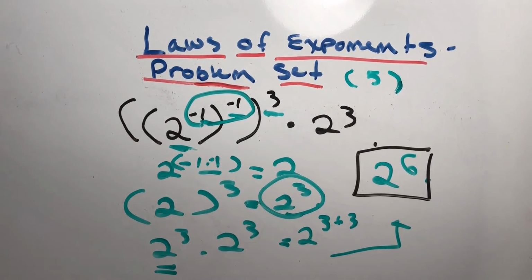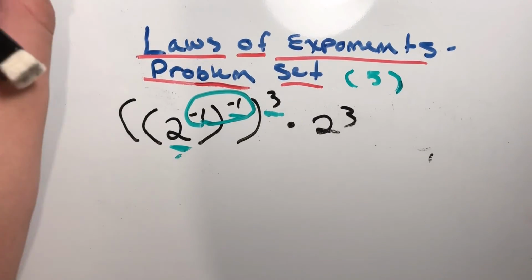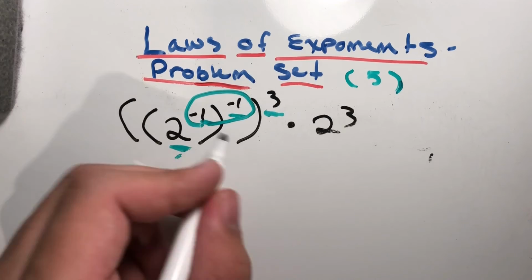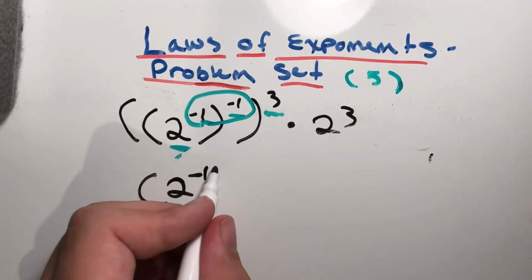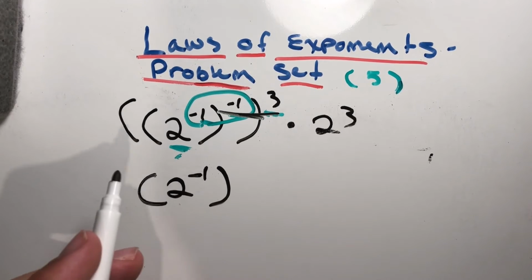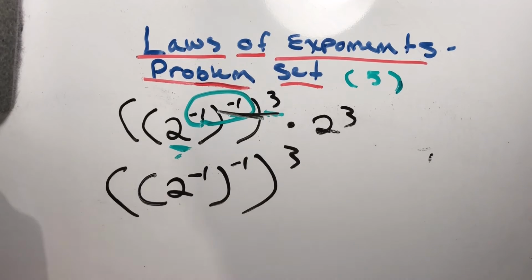We could also do it this way, just to avoid some confusion, because you can do it multiple ways. We could say our inside expression, 2 to the negative 1, is being raised to a power, or 2 to the negative this thing is all being raised to the third power. And then we could say, okay, this is our inside expression.